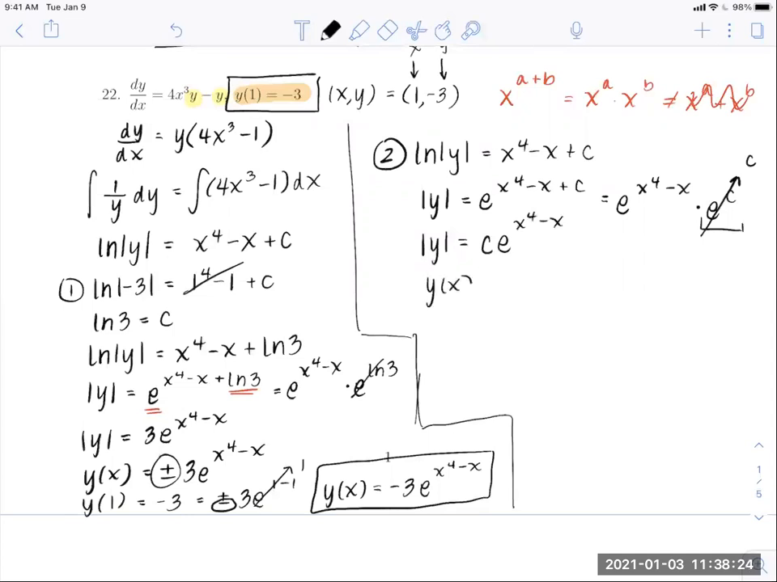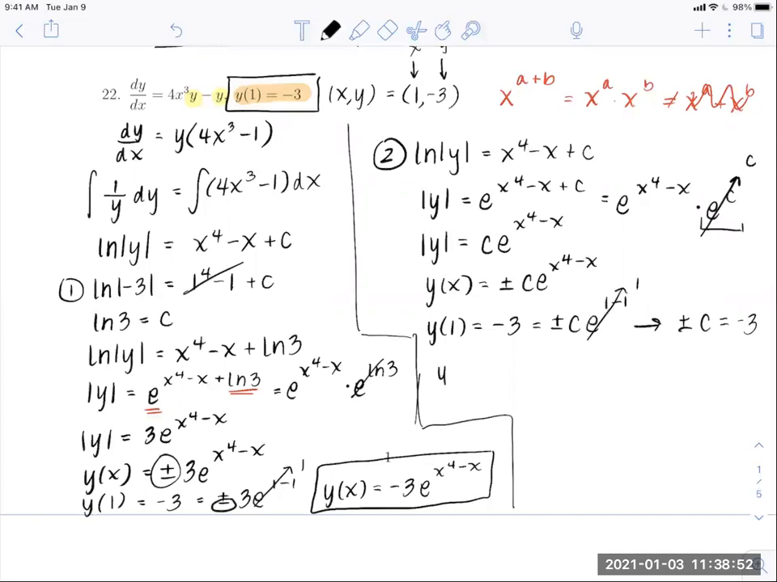dropping that absolute value, I need to pay for it with a plus minus sign. All right, so this is as simplified as I can get. Now I'm going to impose that initial condition, y of 1 equals -3. But according to what I have written, that is plus or minus c e to the 1 minus 1, which goes to 1. So in other words, plus or minus c gives me a -3.